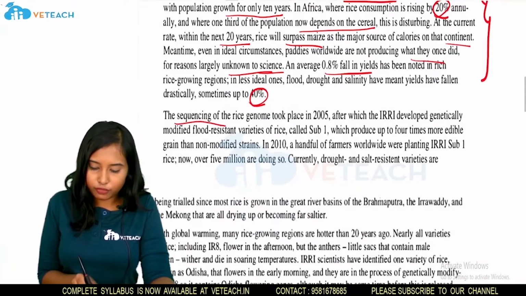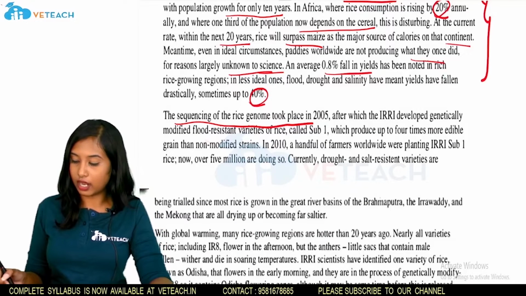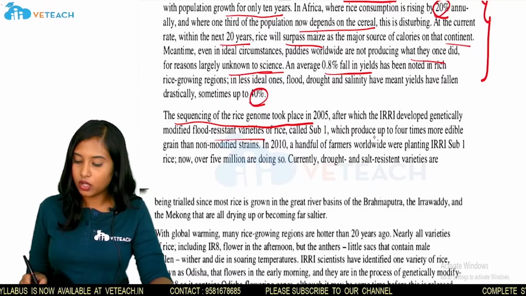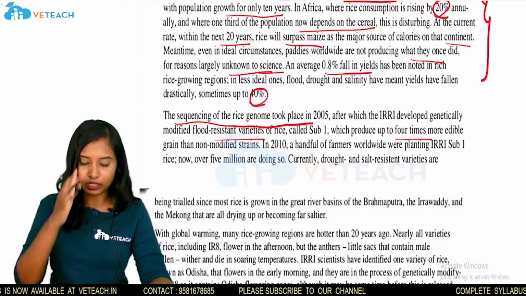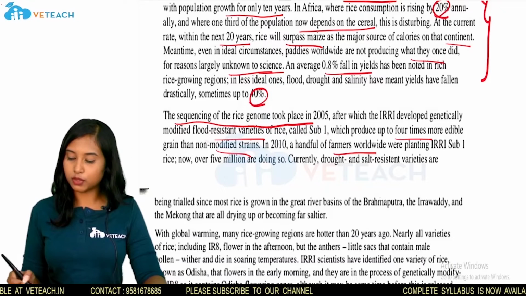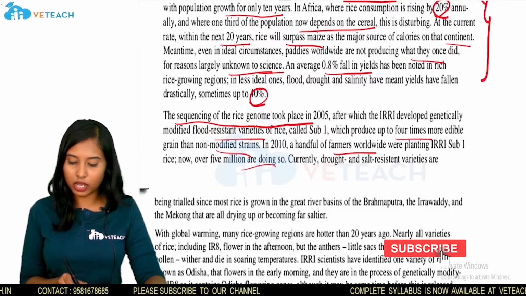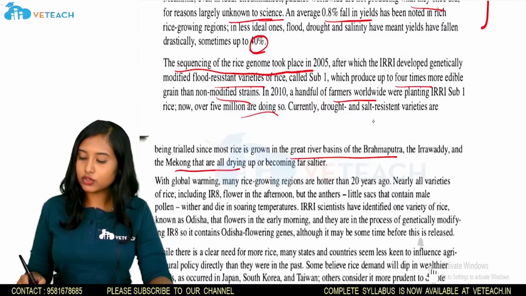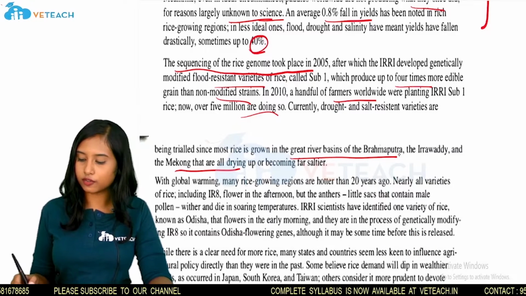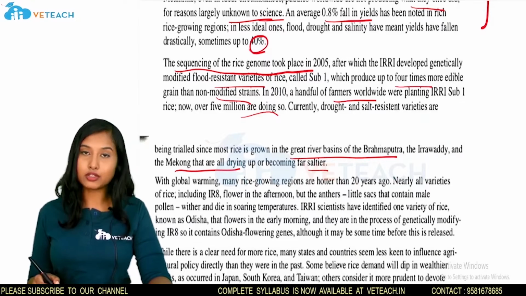The sequencing of the rice genome took place in 2005, after which the IRRI developed genetically modified flood-resistant varieties of rice called Sub-1, which produce up to 4 times more edible grain than unmodified strains. In 2010, a handful of farmers worldwide were planting IRRI Sub-1 rice. Now, over 5 million are doing so. Currently, drought and salt-resistant varieties are being trialed, since most rice is grown in the great river basins of the Brahmaputra, the Irrawaddy, and the Mekong, which are all drying up or becoming far saltier.